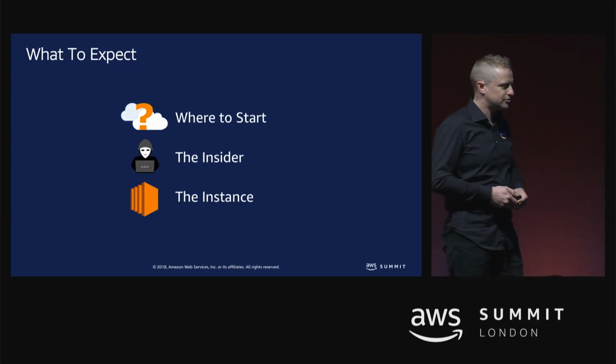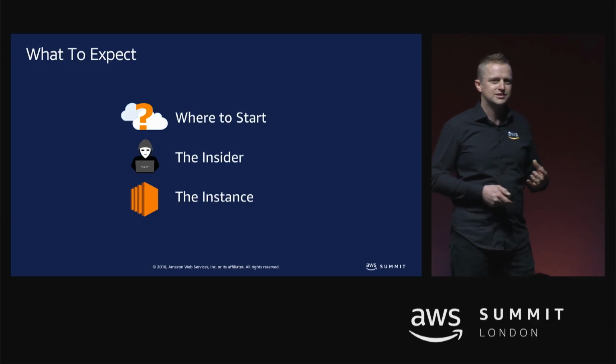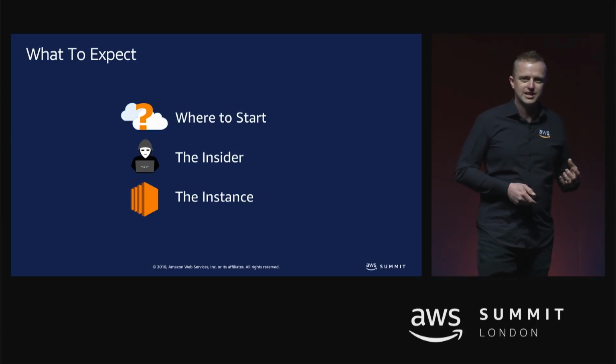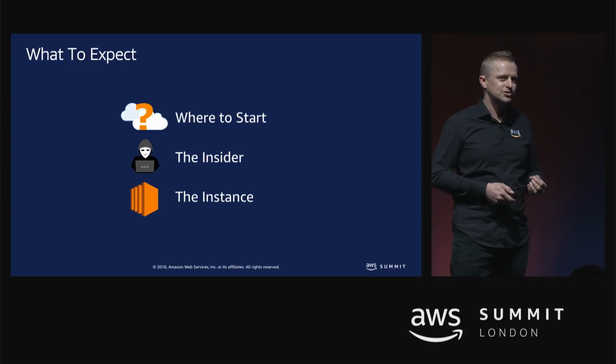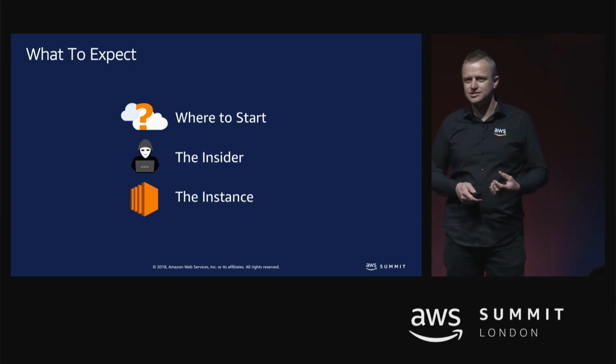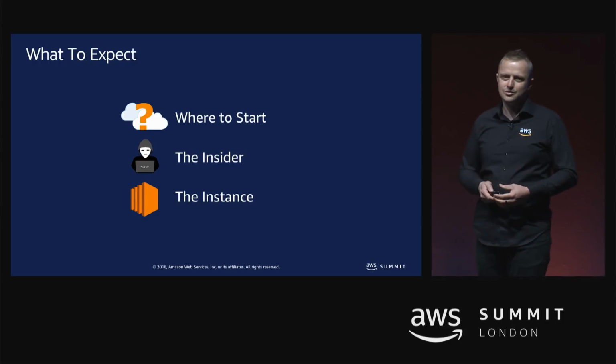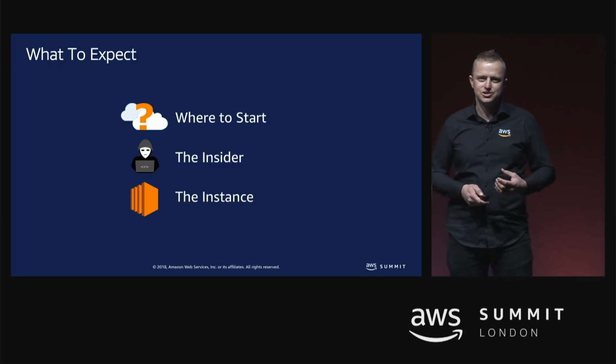We're then going to go through an insider threat based on authentication issues and denies. And then we're going to move on to an EC2 instance incident response and how we can automate a forensic investigation on that.